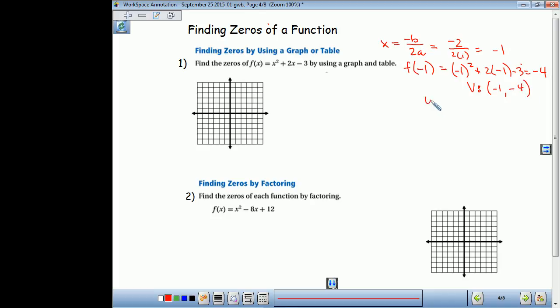And if I ask you to write it in vertex form, you could, because we know a is the same. So there's nothing out in front. So it becomes x plus 1 squared minus 4.